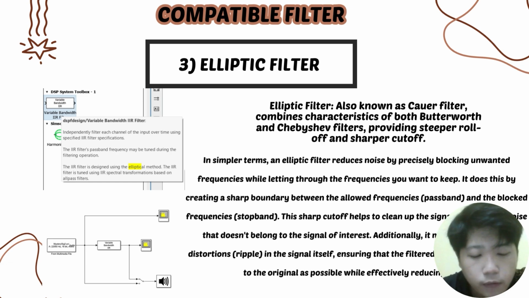This sharp cutoff helps to clean up the signal by removing noise that doesn't belong to the signal of interest. Additionally, it minimizes any distortion, which is the ripple in the signal itself, ensuring that the filtered signal remains as close to the original as possible while effectively reducing noise.